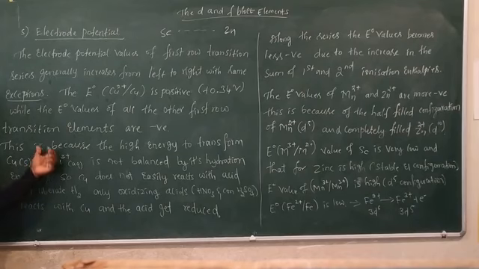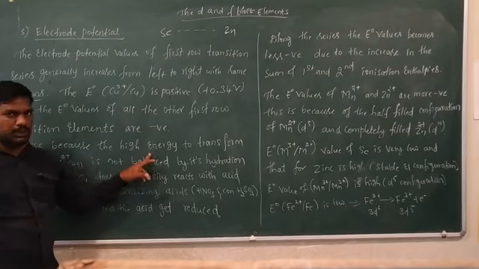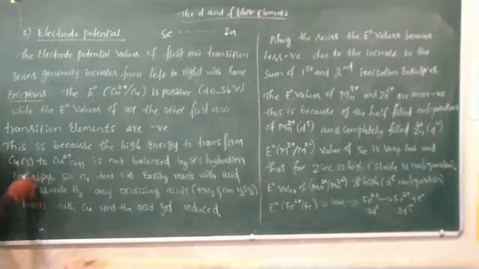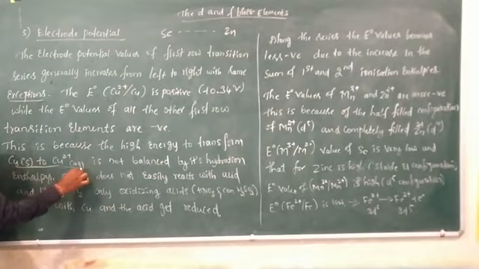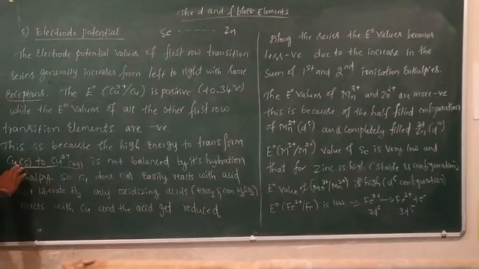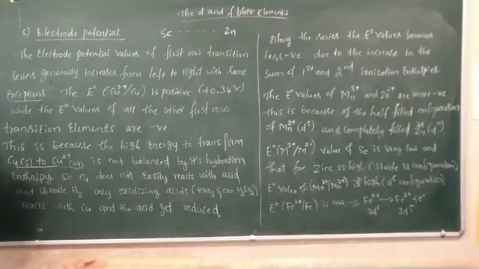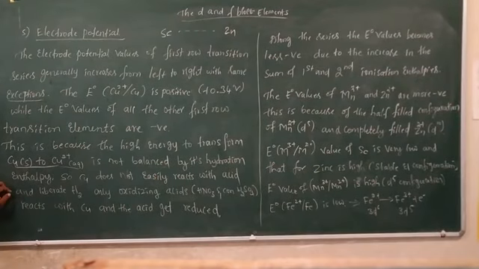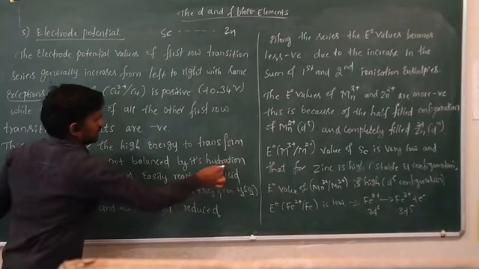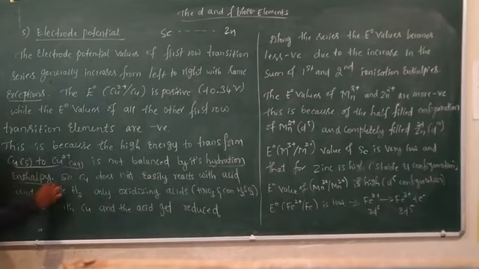Why does copper show a positive value while the rest of the elements in the 3D series show negative values? This is because of the high energy needed to transform copper to copper 2 plus. Solid copper metal converting to copper 2 plus in aqueous solution is not balanced by its hydration enthalpy.